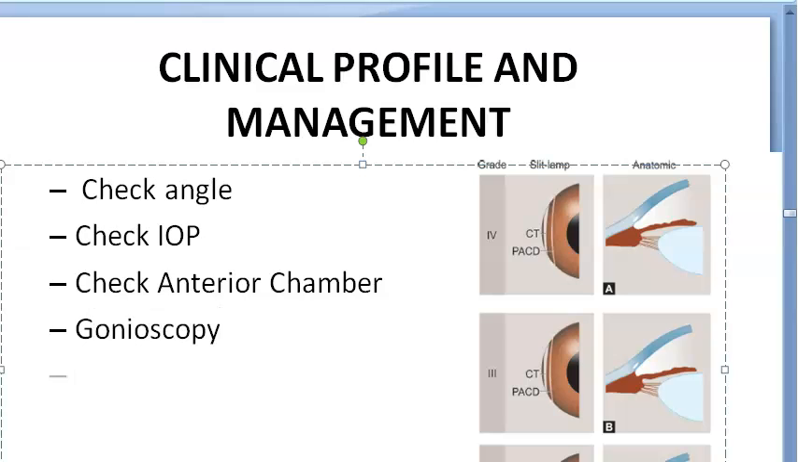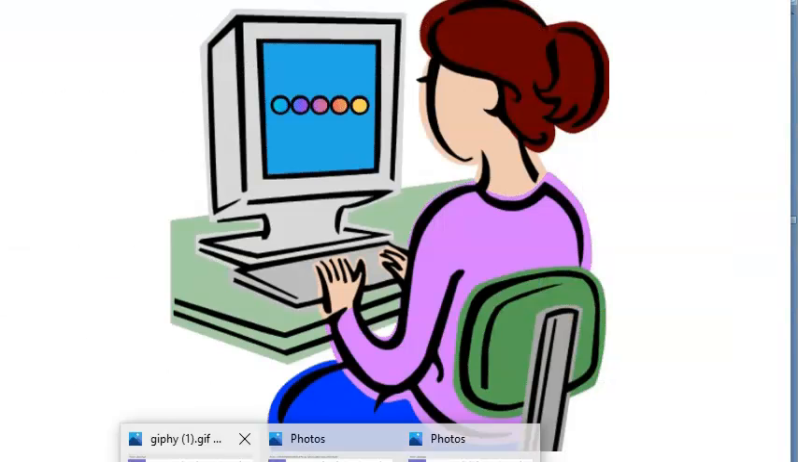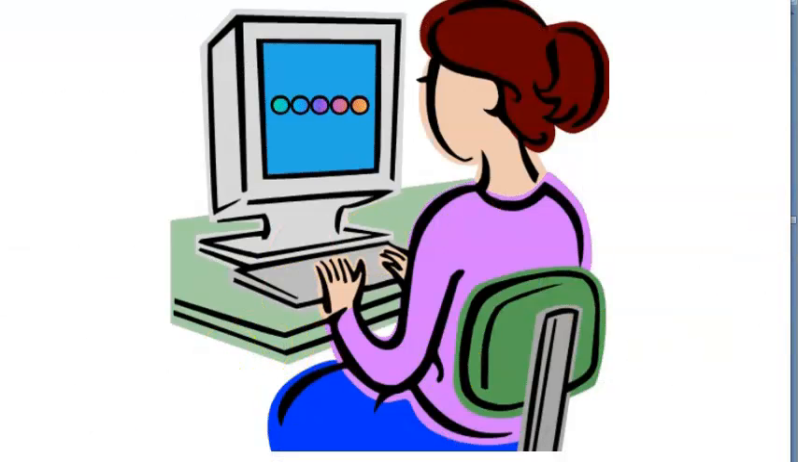Guys, focus here. What are we looking for? You're looking for the angle. That's it. Optic disc you can evaluate, right? And then you can also check for visual field analysis. Okay. Then some ultrasonic biomicroscopy also. So basically, what are they doing, guys? They're just checking the angle. As simple as that.